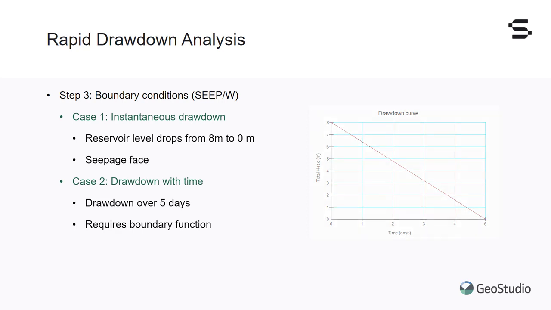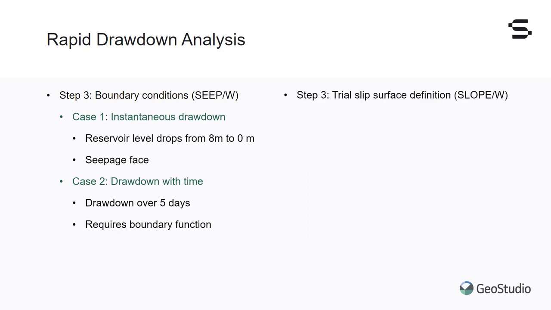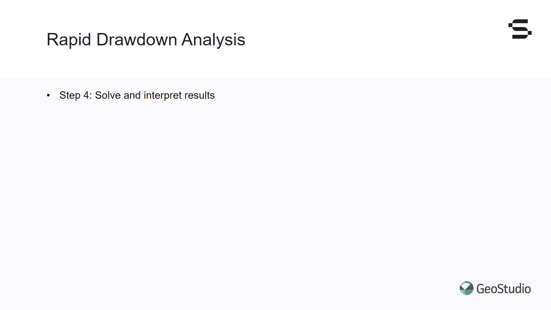In a SlopeW analysis, the third step is to define our slip surfaces. The stability analyses in this project will have the same slip surface definition from right to left using the entry and exit method. The fourth step is to solve the analysis, followed by interpreting the simulated results. This final step is the most important component of the modeling methodology.